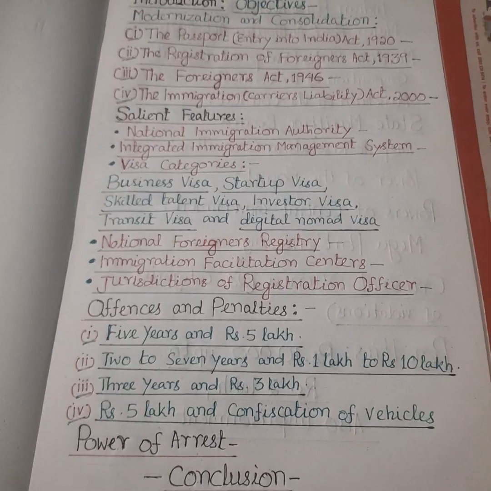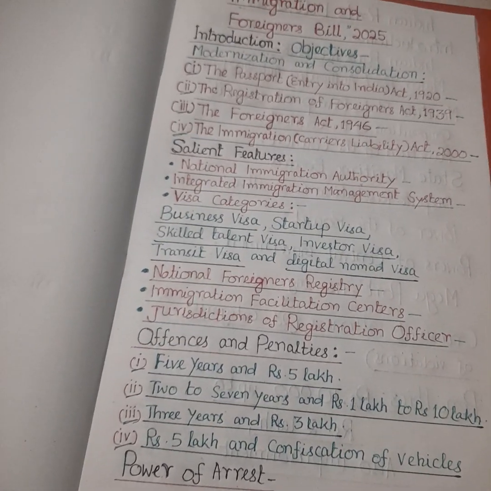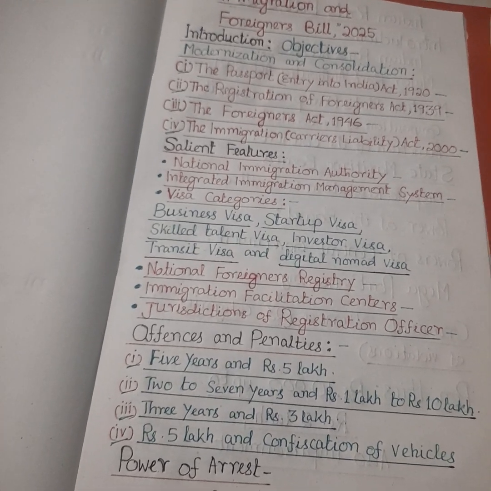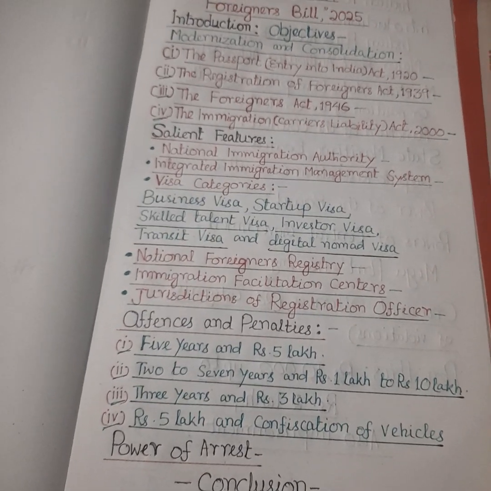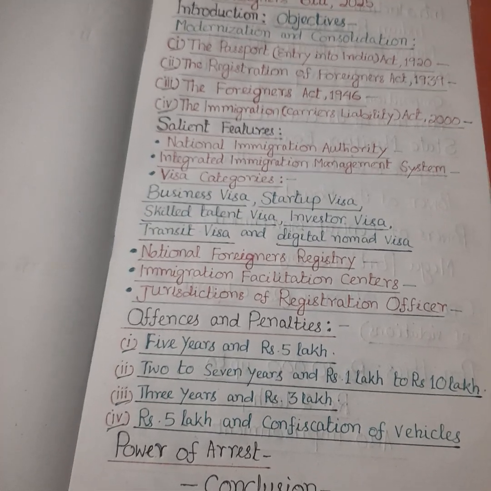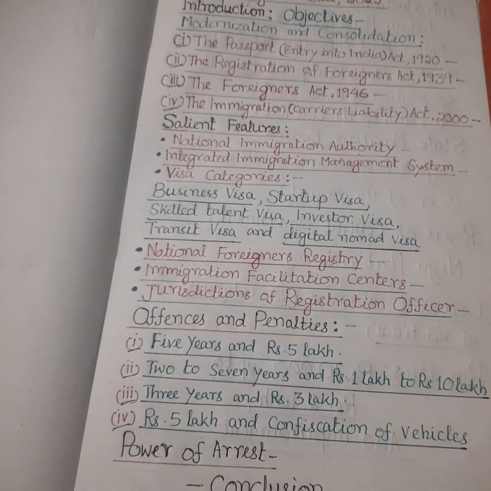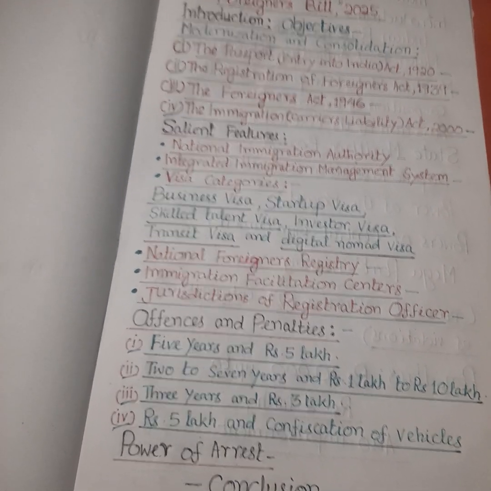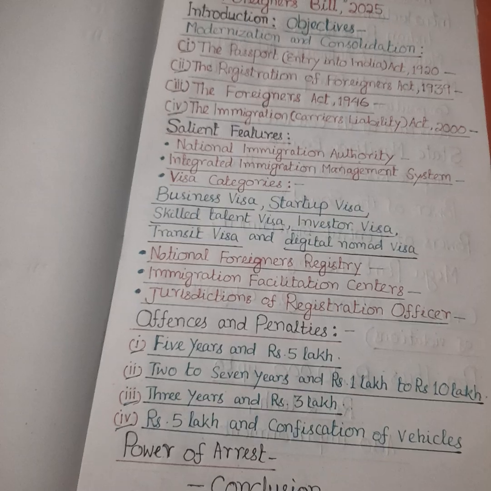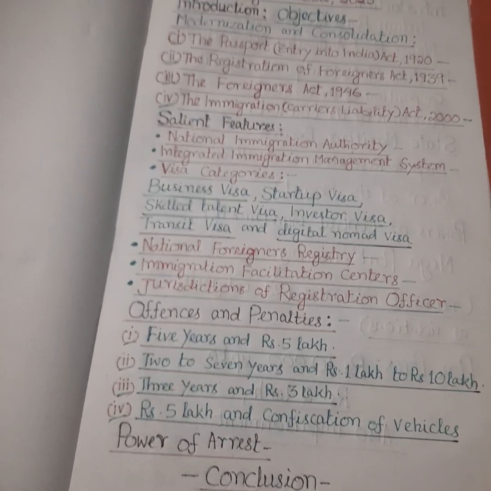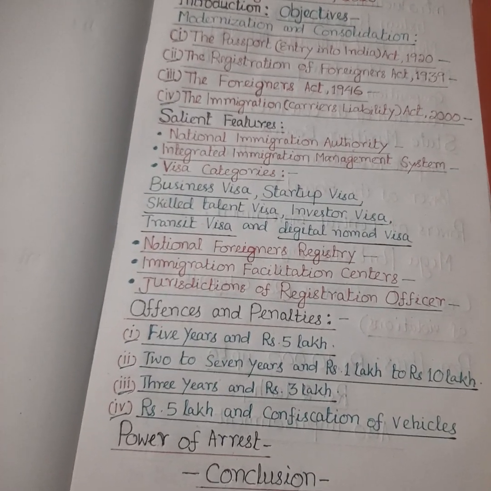And now we would like to discuss the different visa categories such as business visa, startup visa, skilled talent visa, investor visa, transit visa, and digital nomad visa. The first one proposed in the Immigration and Foreigners Bill of 2025 is the business visa for long-term business travelers with fast-track clearance and simplified compliances. The startup visa is for entrepreneurs seeking to establish innovation-driven enterprises in India.